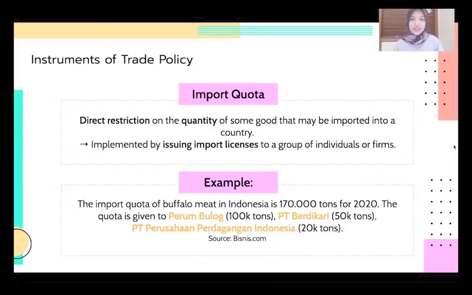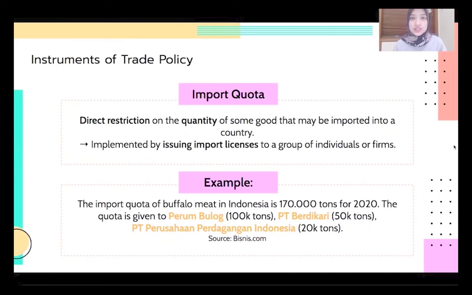Thank you, Tara, for the presentation. I am Luthfina, and now I would like to continue Tara's presentation about instruments of trade policy. The next policy is import quota. Import quota is a direct restriction on the quantity of some good that may be imported into a country. This policy is implemented by issuing import licenses to a group of individuals or firms.